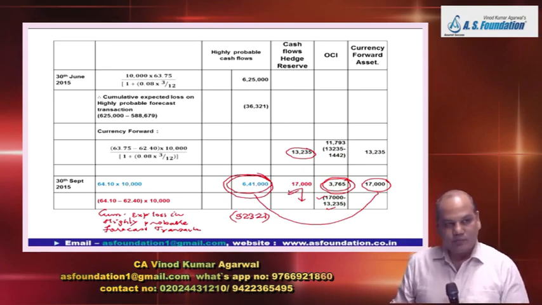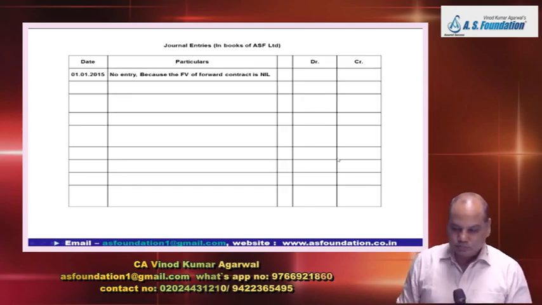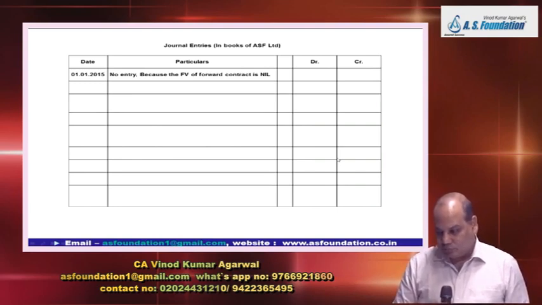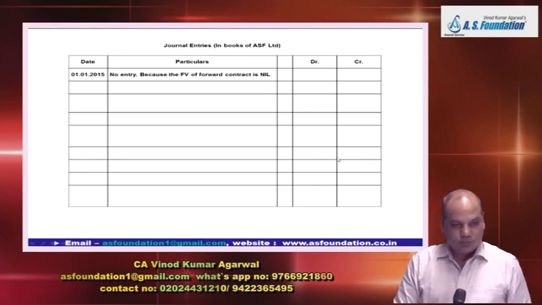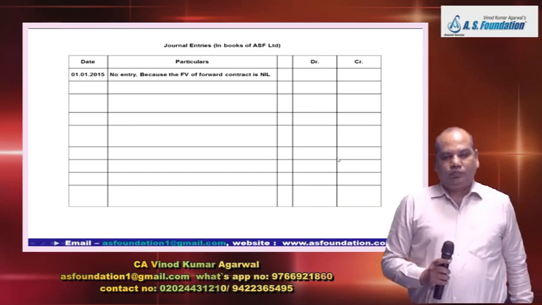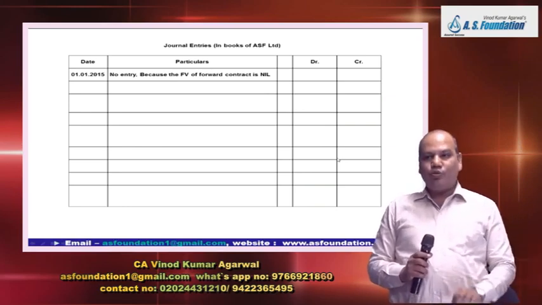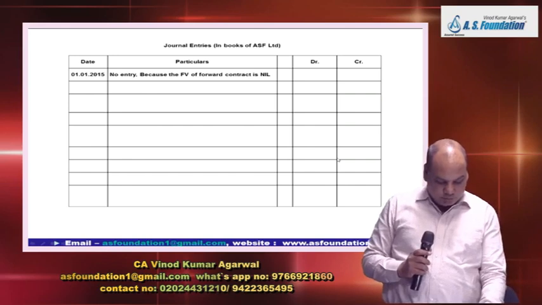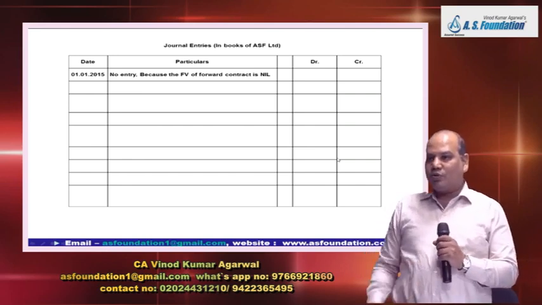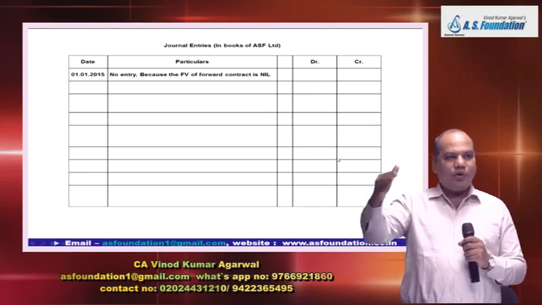So now write down journal entries, keeping this table in front of you. First entry, write down 1st January 2015. No entry, because the fair value of forward contract is nil. Some numbers are not used to solve the problem. For example, the closing exchange rates on given dates are not used, as the problem says the exchange rate that you are expected to realize will be equal to the forward rate.